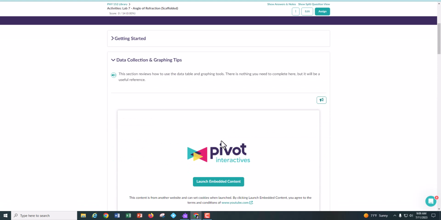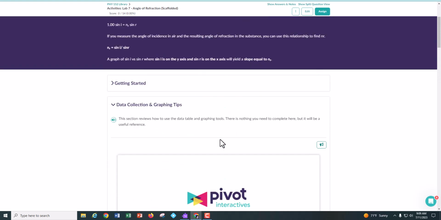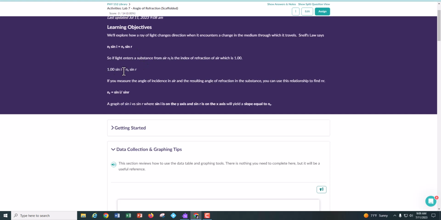So just remember that Snell's law relates the index of refraction and the angle of incidence of the material that light is incident in to the angle of refraction. And the formula is the index of refraction of the material that the light is incident in, Ni, times sine of the angle of incidence equals the N of the refractive substance times sine of the angle of refraction.